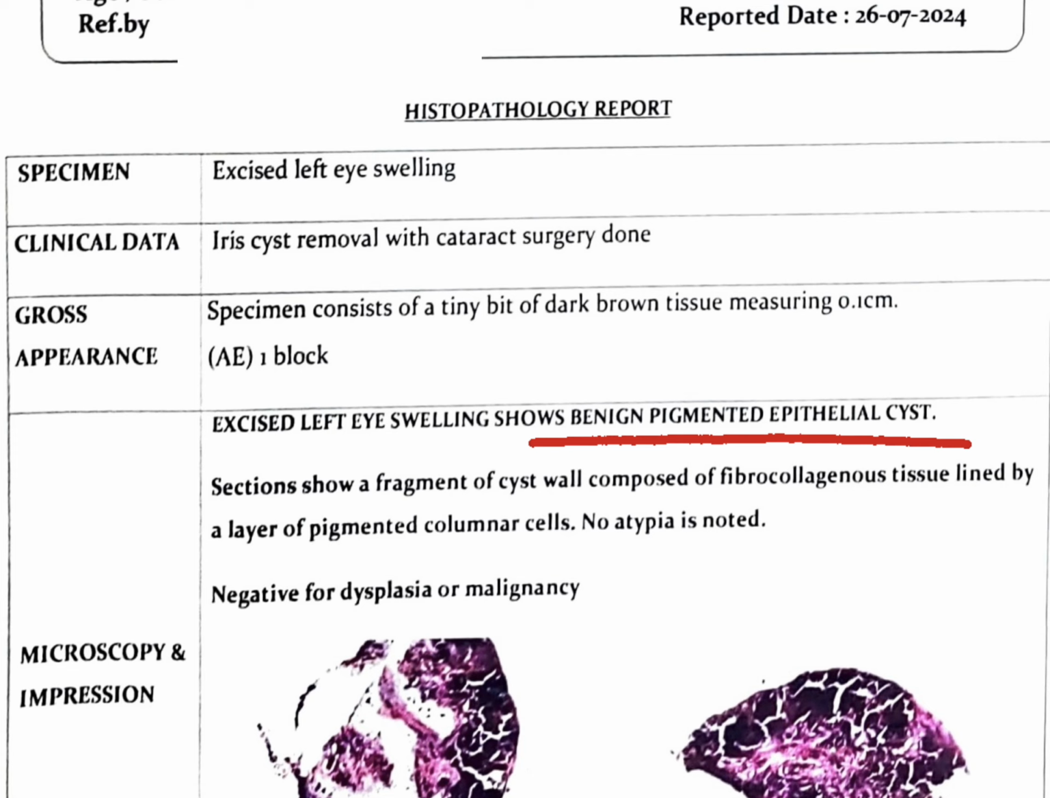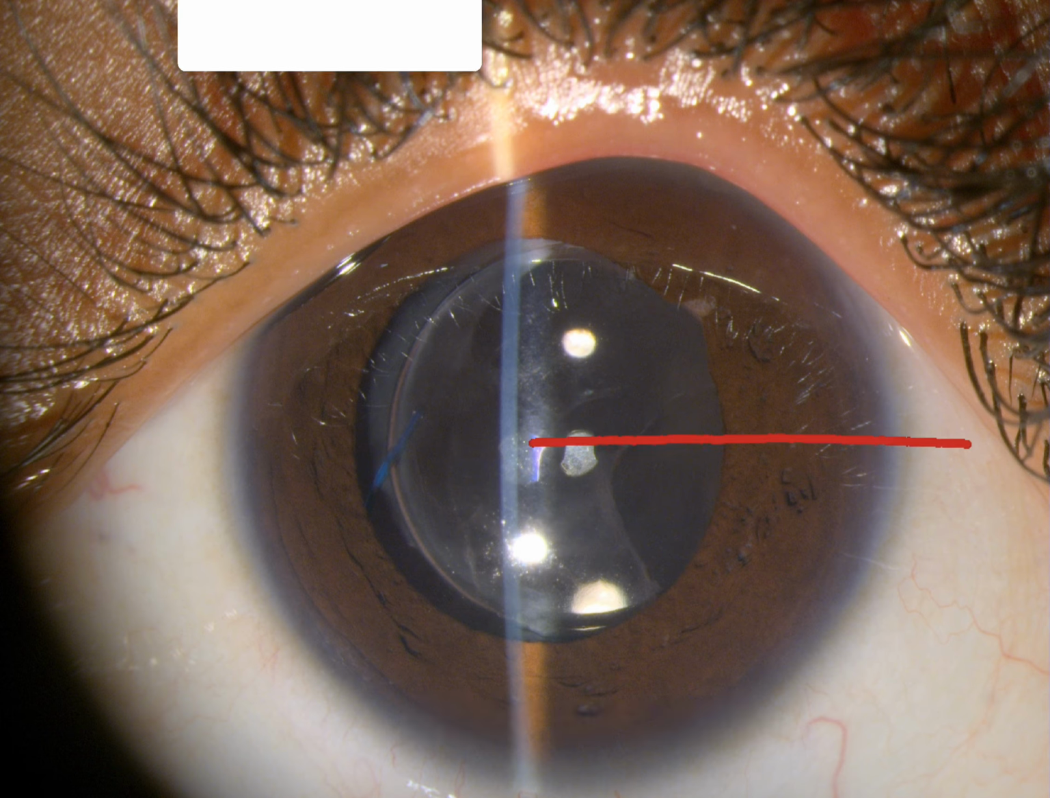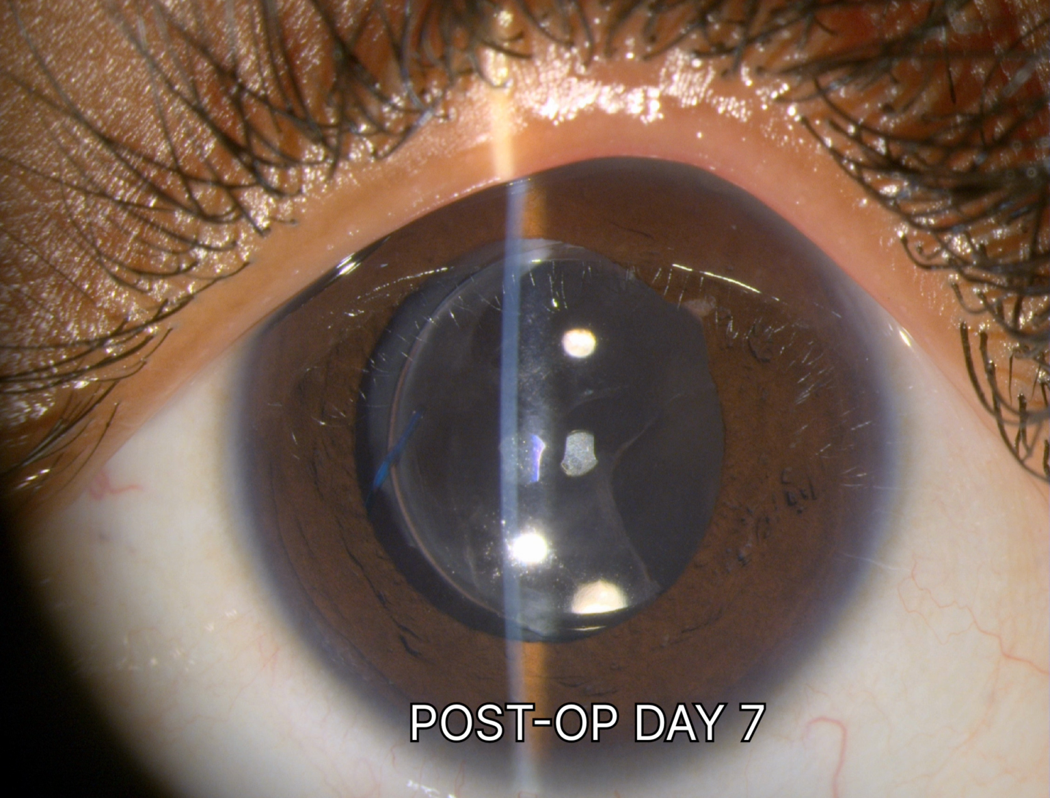Histopathology report revealed that the excised specimen was a benign pigmented epithelial cyst. 1 week post-op, the patient's best corrected visual acuity had improved to 6/24. Posterior capsular opacification was noted.